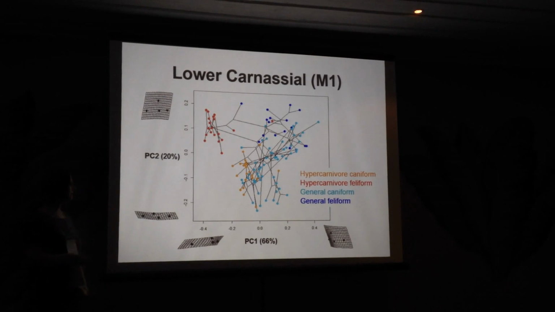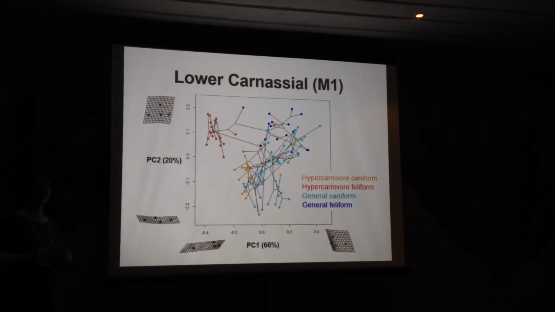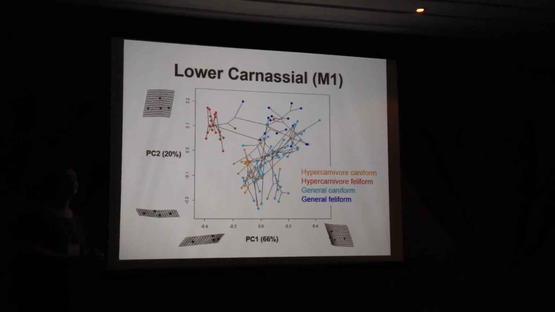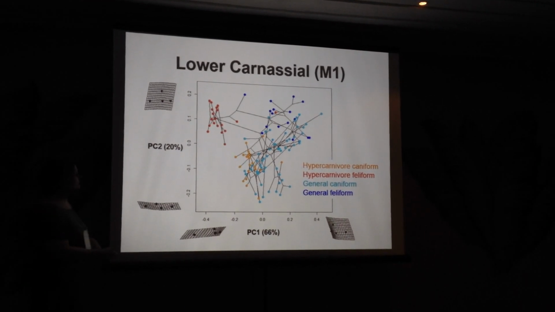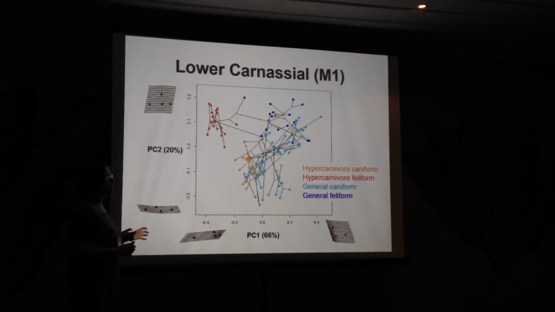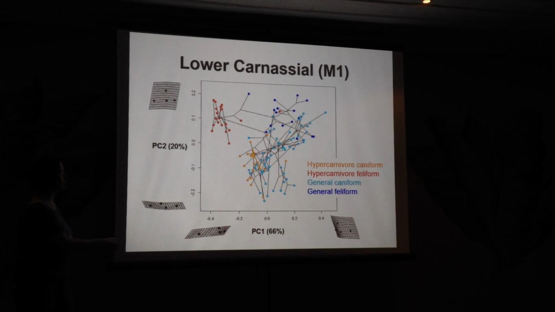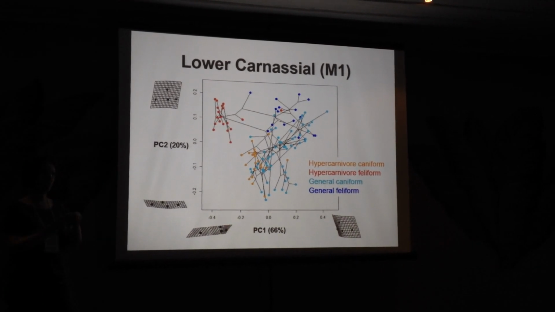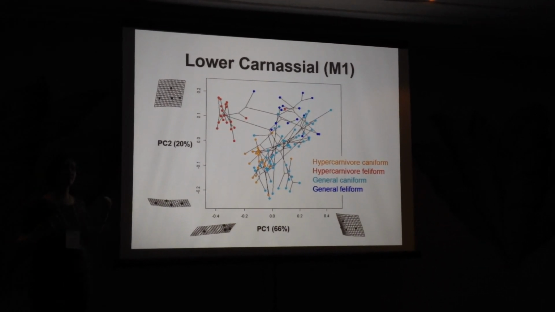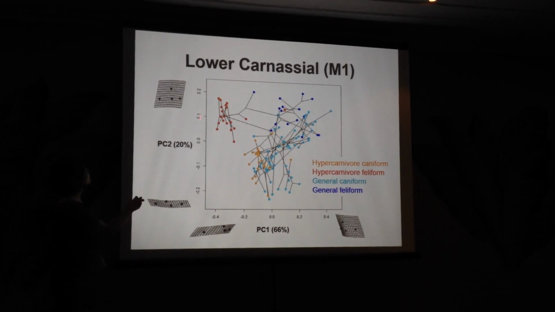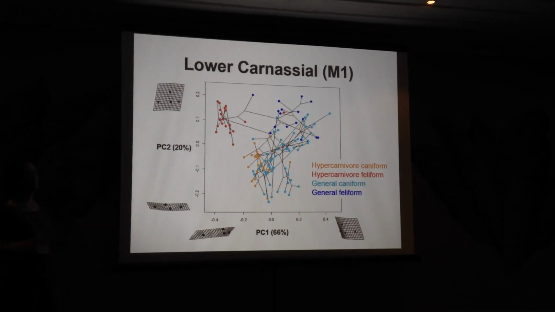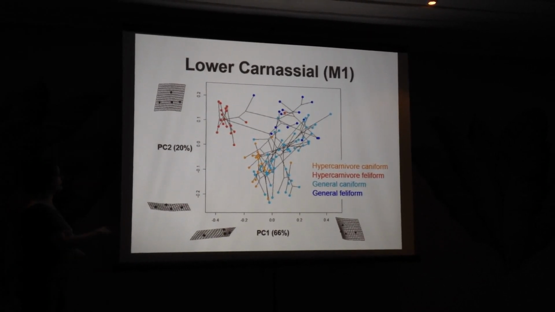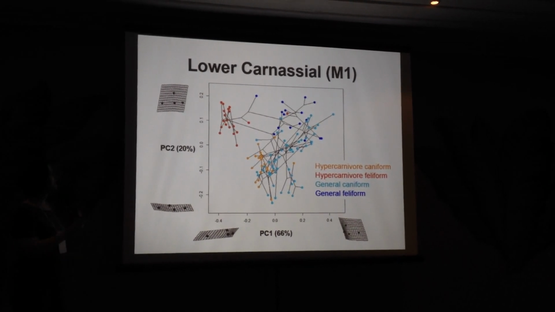So what are these axes? Again, they're both elongation axes. It's just different ways of elongating the tooth. PC1 is all about complete reduction of that talonid, the crushing portion, and we've got an increase in the trigonid, the shearing. Whereas PC2 is a narrowing of that tooth with the condylids coming into alignment.